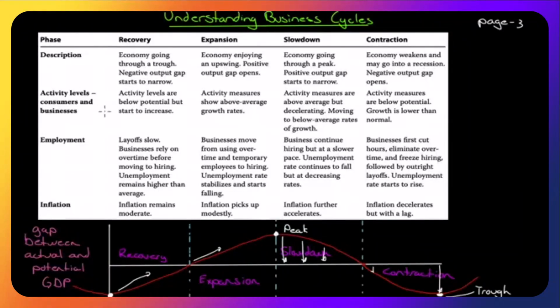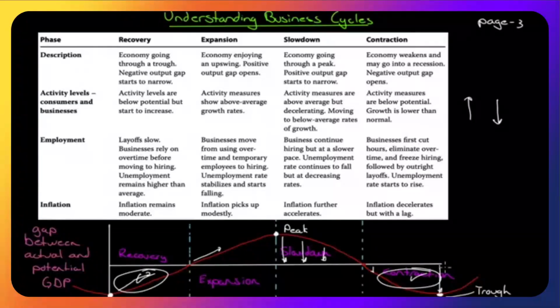For activity levels, there are two ways to look at this. You can look at different measures of activity where higher is better. That means in phases here and here, those measures would be below average. And you can look at activity measures where lower is better. And in this region and this region, they would be higher than average. So let's just skip activity levels and go to unemployment so you'll see what I mean here.